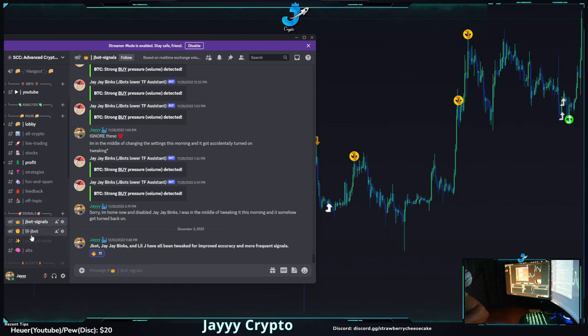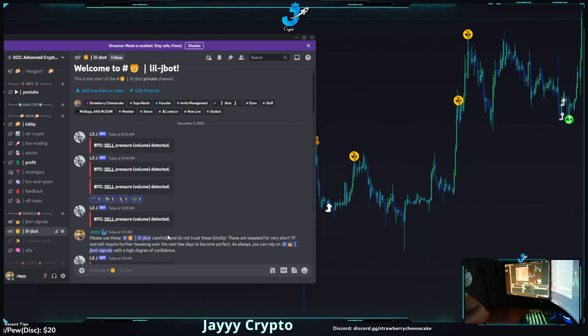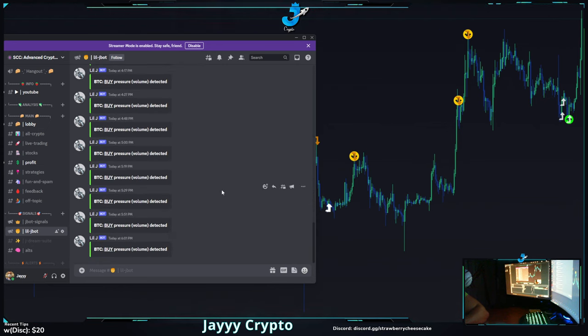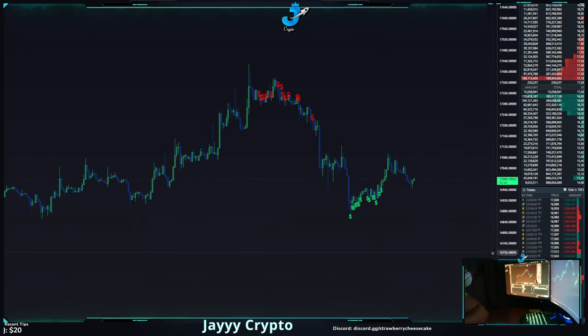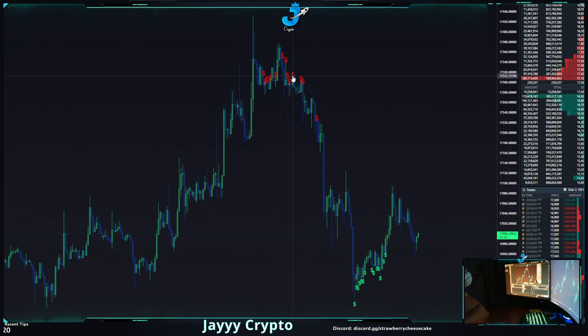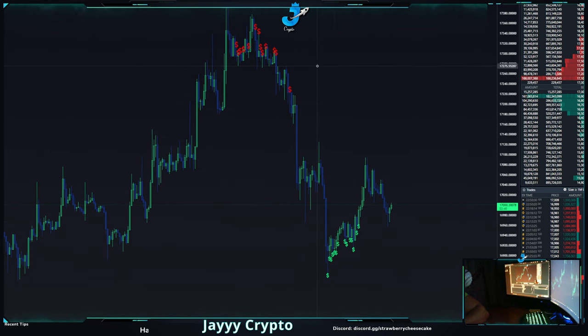Lil JBot, you're going to see this little guy. Looks creepy as, you know, anything. He's going to be posting more frequent signals based on a shorter time frame. And I haven't shown this yet, but these are the most recent JBot signals right here. You can see these money signs showing Lil J says a short and Lil J says a long down here.